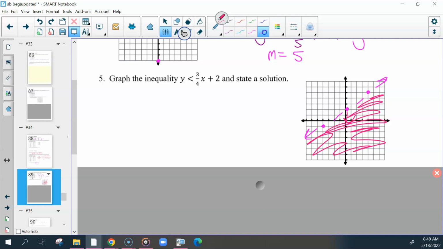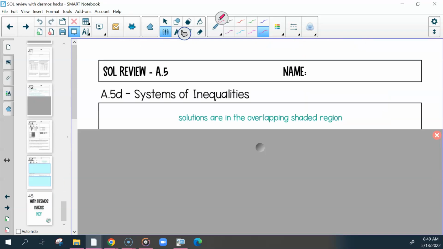Take out your SOL review packet. Evelyn, go back to your seat. And find this page. If you have your computer and want Desmos up, you can keep that up. Otherwise, you should be on other things.